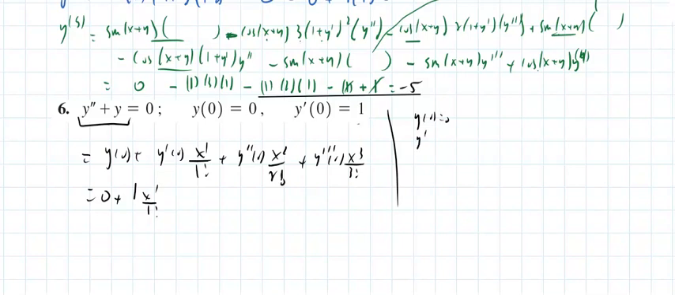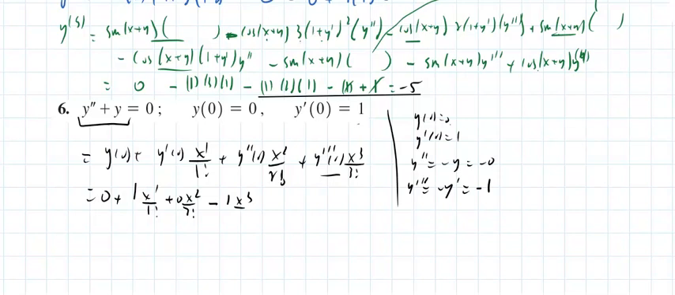If I take y prime of 0, that's a 1. Y double prime is negative y. That is a 0 as well. And if I take a third derivative, that's negative y prime, that's negative 1. So that's a coefficient of the third derivative. If I take the fourth derivative, that's minus y double prime. Y double prime was a 0, out of luck.